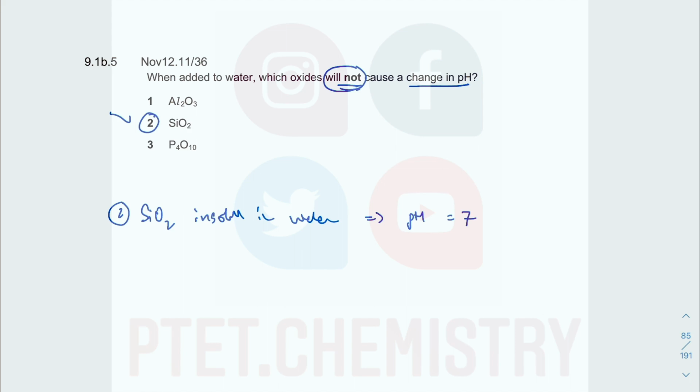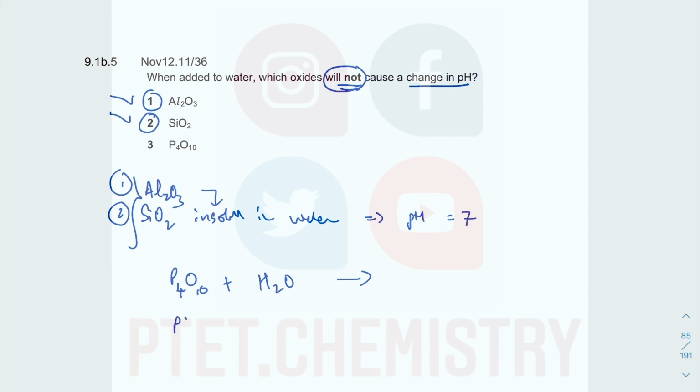So essentially, we are looking for oxides which are insoluble. The same deal with Al2O3, it is also insoluble in water. So the pH remains 7. And P4O10 is soluble in water. And you should be able to write a balanced chemical equation because they like to ask you in the theory paper.